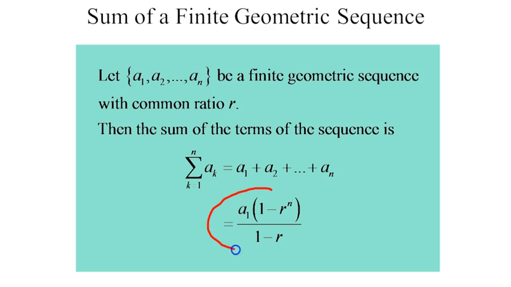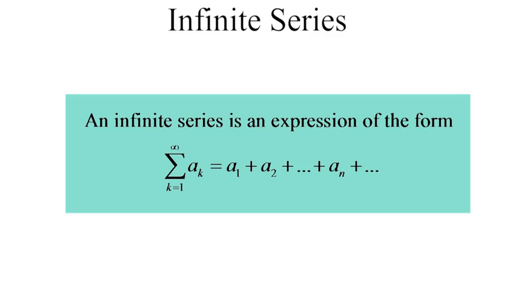So what you need to remember is this basic formula. We're taking a sub 1, our first term, times 1 minus r, which is the common ratio, raised to the n power, the number of terms. All of that divided by 1 minus the common ratio. This is how we calculate the sum of a finite geometric sequence, meaning we know there's a limited number of terms. Now we're briefly going to talk about an infinite series.